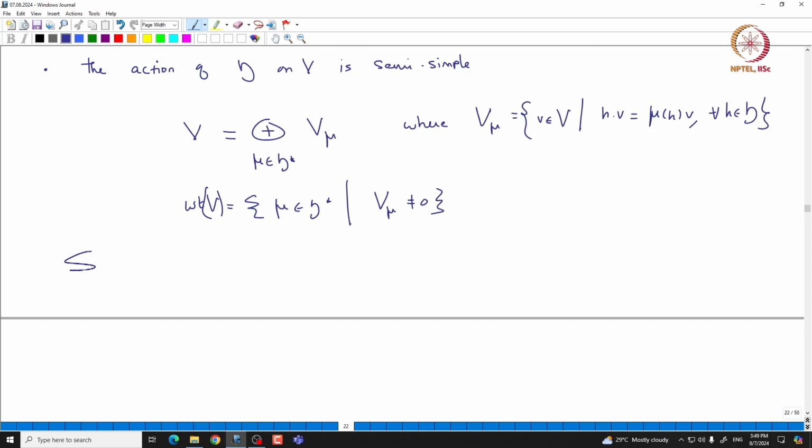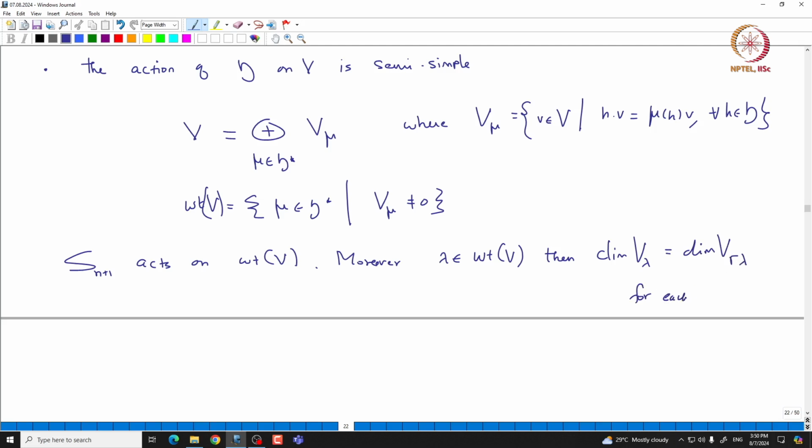So, what is the claim? The claim is S_{n+1} acts on the weights of V. Moreover, if we take some lambda from the weights of V, then the dimension of this weight space V_lambda is the same as the dimension of V_{sigma lambda} for each sigma in S_{n+1}. So, not only does S_{n+1} act on the weights of V, the multiplicity is invariant under this action. That is what the second statement says. Let us prove this.